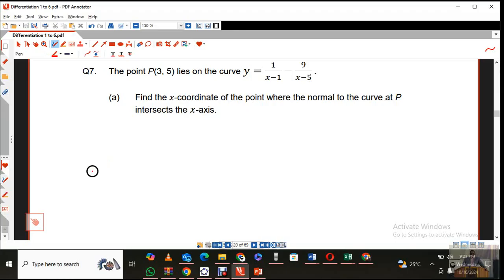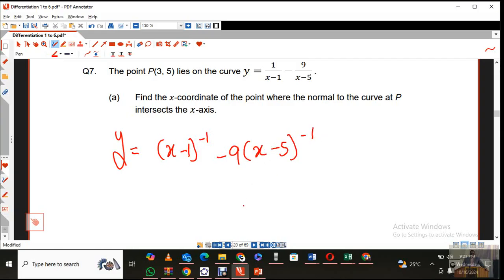There is a point P, (3, 5), and this point lies on this particular curve. They want you to find the x-coordinate of the point where the normal to the curve at P intersects the x-axis. Now, let's just write this equation, because the moment we have normal and those things, there is differentiation involved. So, let me just write this one in this form so that it is much easier for you to work it out.